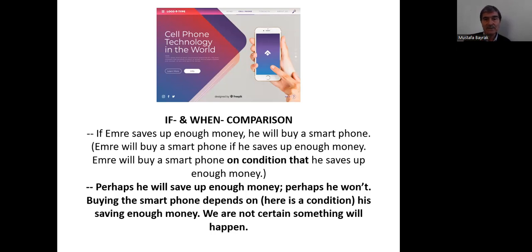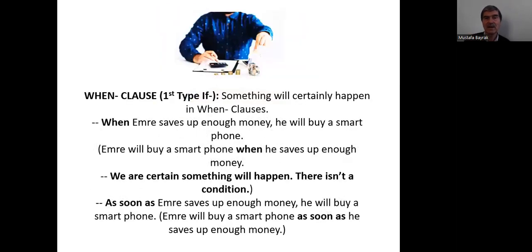Perhaps he will save up enough money, perhaps he won't. Buying the smartphone depends on, here is a condition. This is the condition, it depends on this condition, okay? He's saving enough money. Depends on his saving enough money. We are not certain that something will happen. But if that condition happens, of course he will do it. Okay. But when, let's focus on the when clause now.